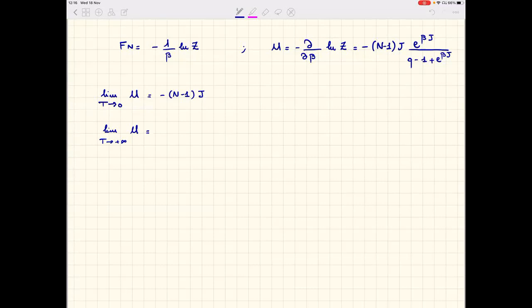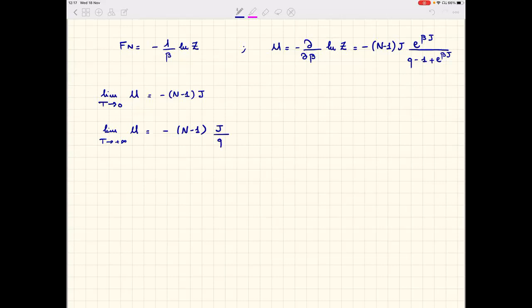Take the limit of the Q expression first. What do you get? 1 over Q minus (n minus 1) J, divided by Q, right? Yes, Q. Now my question is, is this correct?